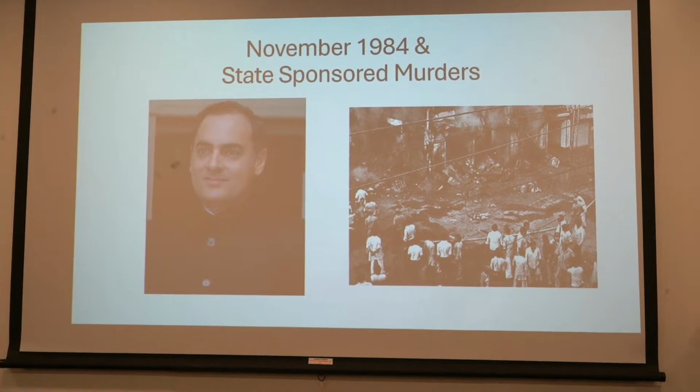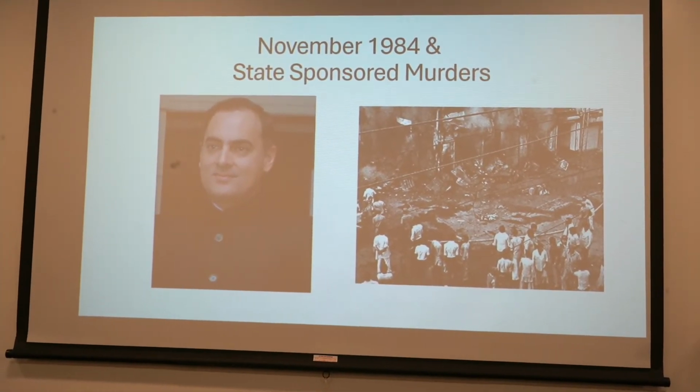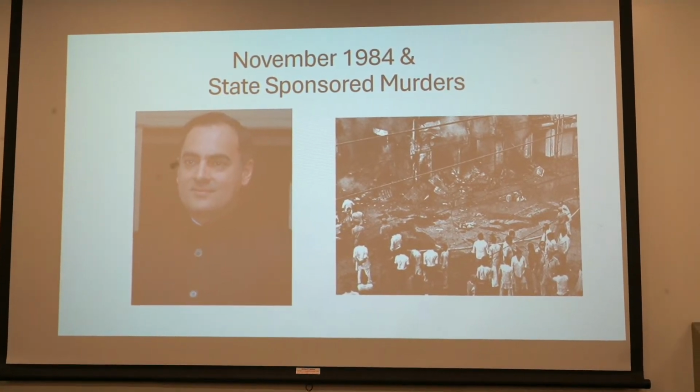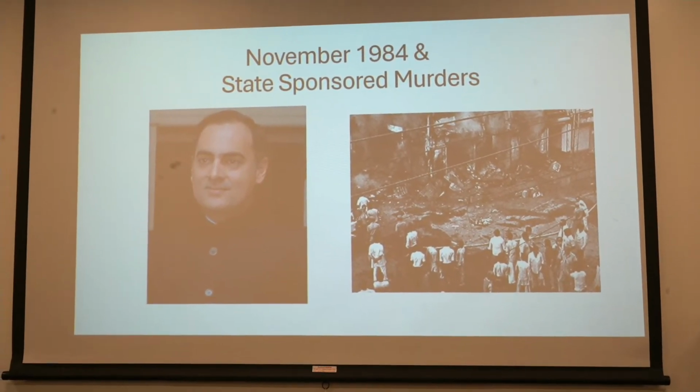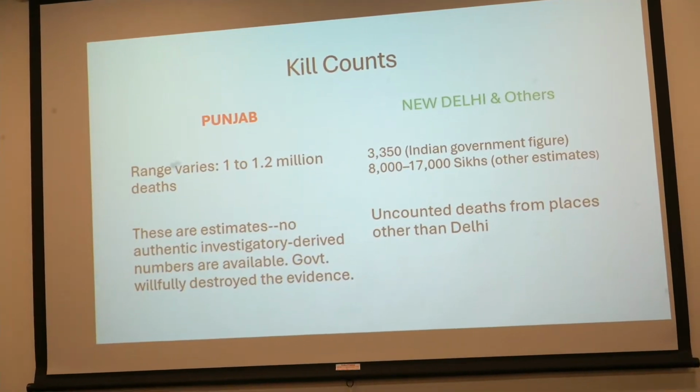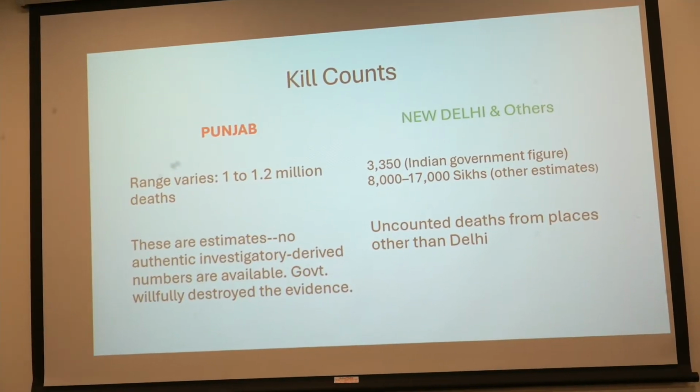I want to give you some numbers. And then, of course, we're going to look into November, and that is the murder sponsored by the state. That means the Indian government was sponsoring a situation that allowed others to come and kill Sikhs. Let's move on. In Punjab, here is the kill count. Over about 10 years, the range varies from 1 million to 1.2 million. That's a lot of people getting killed. These are estimates, of course. No authentic investigator-derived numbers are available. Very simple why: the government willfully destroyed the evidence.